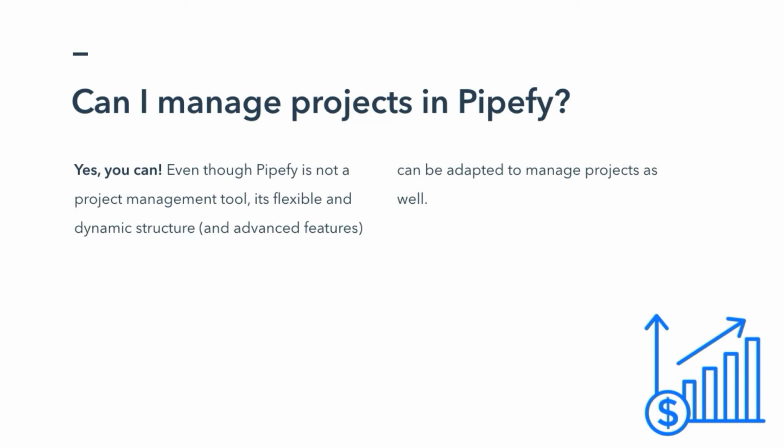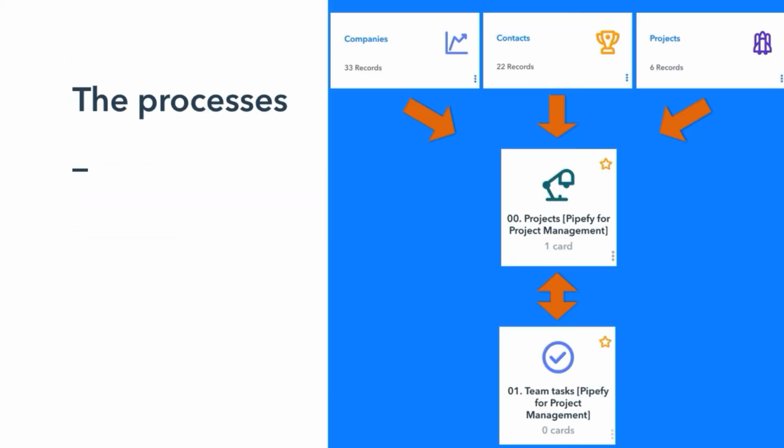So because of that, we have some limitations. We don't offer some of the typical project management tools, such as Gantt chart or time tracking, even though we're already working on an app that's going to do that. Pipefy's flexible structure and advanced features, however, enable us to create a dynamic structure to manage projects inside of our platform. We've based this basic structure on the way some of our users manage their projects in Pipefy.